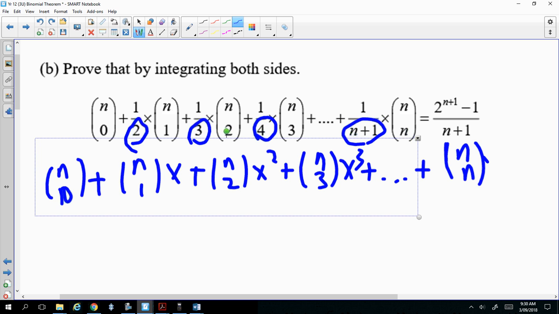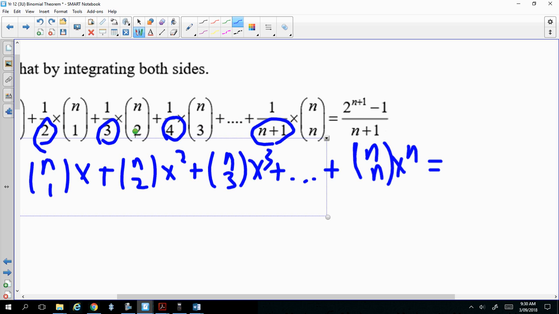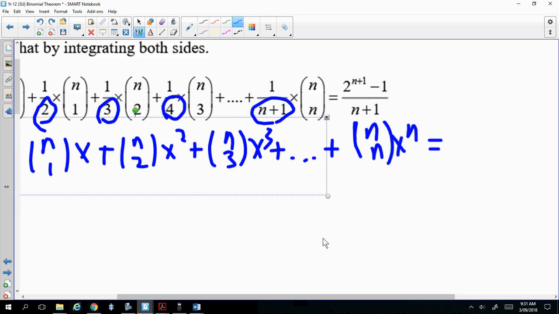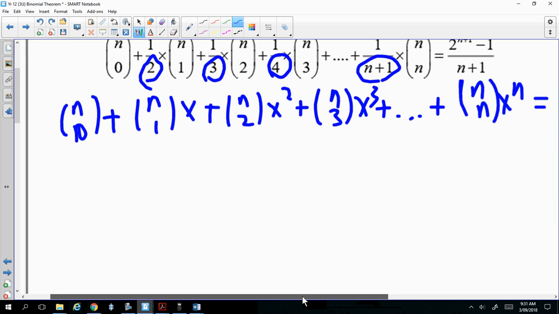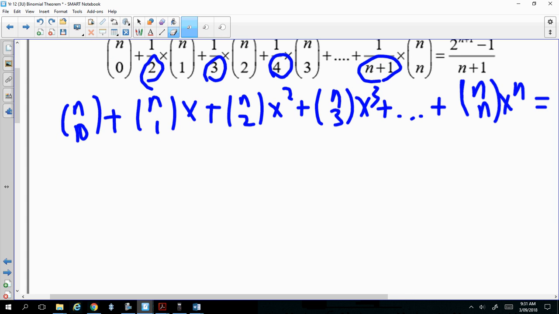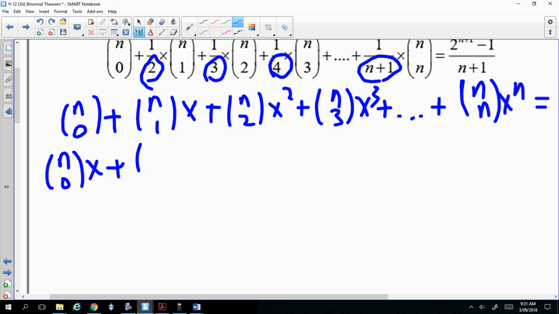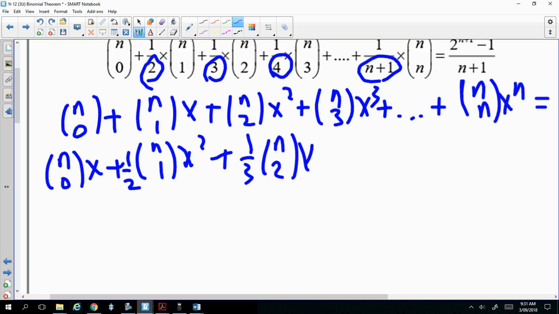You get (1 plus x) to the power of n, and you're going to integrate both sides. That's where the fractions are created. So let's integrate. This is n0, a constant, so you write n0 x plus n1 x squared, but you put a half in front, 1/3 n2 x cubed, plus ... Can't be bothered with integrating that, so we'll just leave it out. And then we go 1 over n plus 1 and n x to the power n plus 1, right?